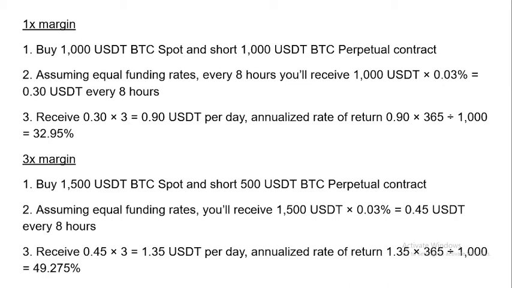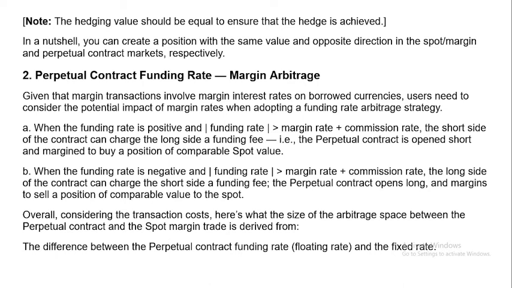3x margin, buy 1500 USDT of BTC spot and short 500 USDT of BTC perpetual contract. Assuming equal funding rates, receive 1500 USDT times 0.03% equals 0.45 USDT every 8 hours. So receive 0.45 times 3 equals 1.35 USDT per day. Annualized rate of return: 1.35 times 365 divided by 1000 equals 49.275%. So note, the hedging value should be equal to ensure that the hedge is achieved.